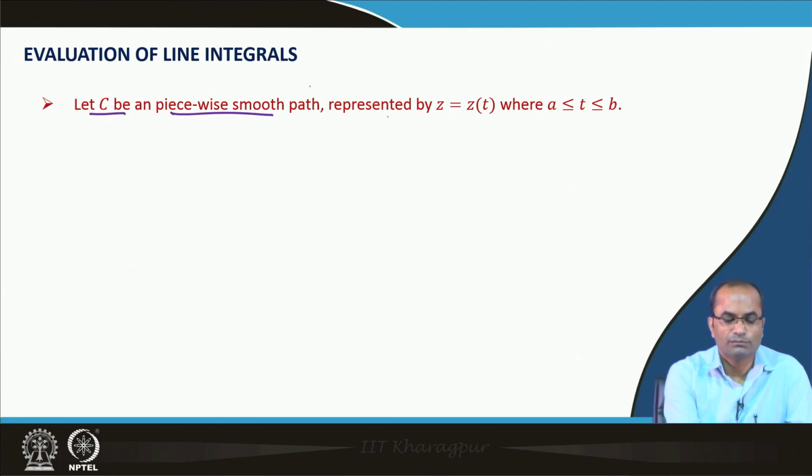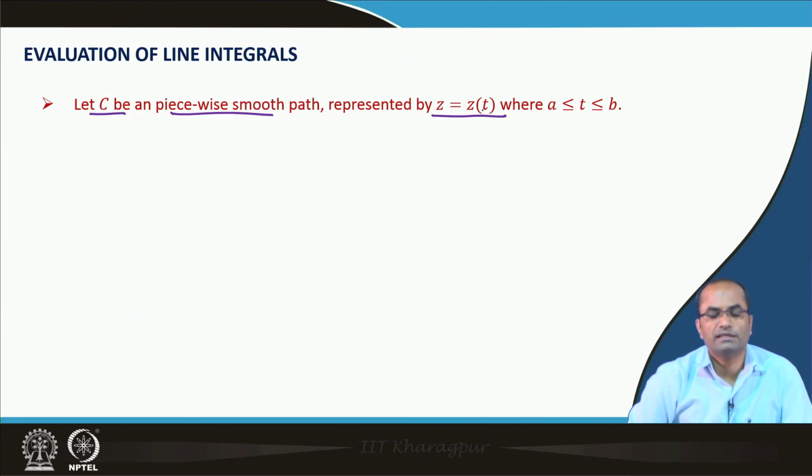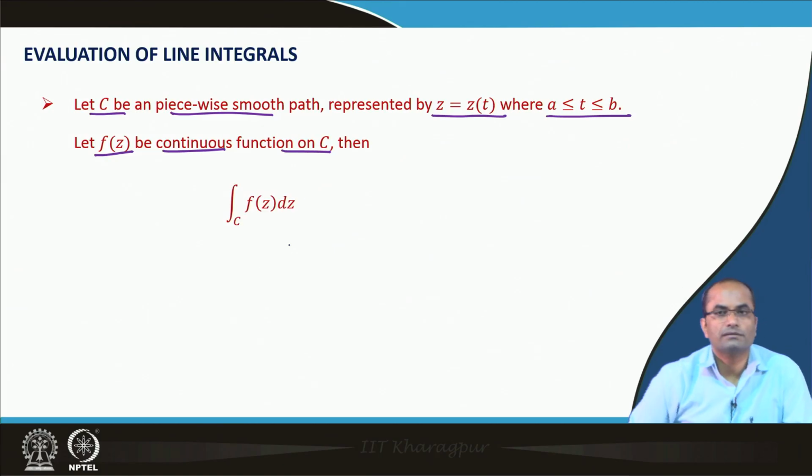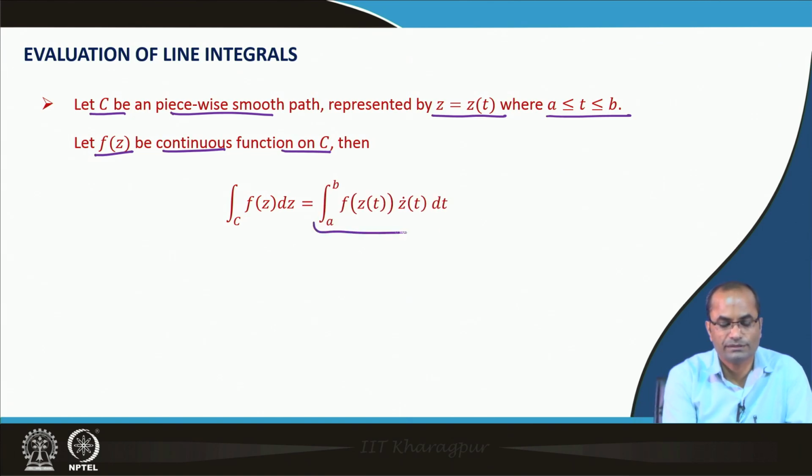Take a piecewise smooth path, a smooth curve, which is represented by z equal to z(t), where t lies between a and b. If f(z) is a continuous function on C, then the line integral over C of f(z) dz can be evaluated just by this integral here. In f, we substitute the parameterized function z(t) for z, and then its derivative z dot. So, this is the derivative, and then we can evaluate this line integral.